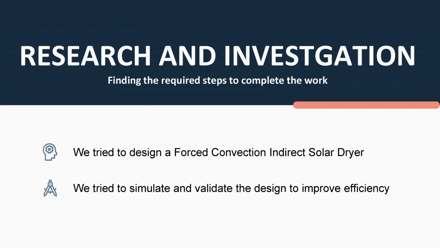To complete this work, we followed some steps. Our initial step was to develop a model with the parameters we found in our study. Then we made a simulation model of the solar dryer and tried to optimize it to get higher thermal efficiency. Finally, we worked on the validation of the parameters and the final optimized result we found from our simulation.